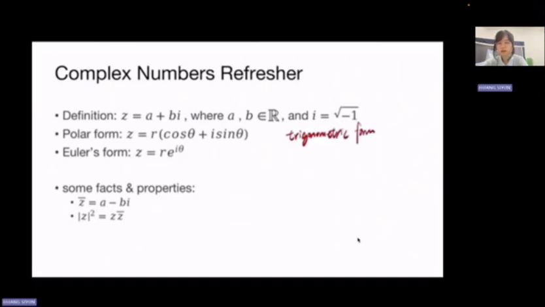There is also Euler's form. It's r times e to the power of i theta. We also call it exponential form. And we need to notice that in trigonometric form and exponential form, r is the modulus of the complex number, which is equal to the square root of a squared plus b squared. And theta is the argument of the complex number, which is the inverse tangent of b over a.